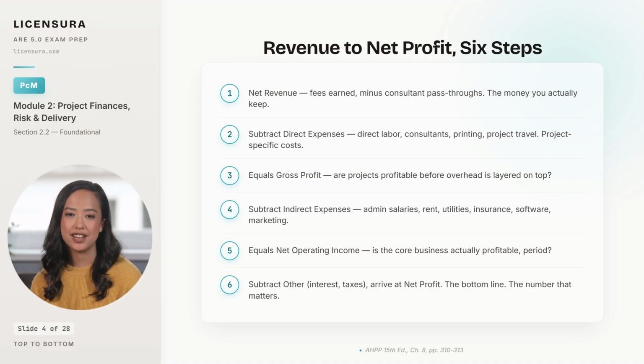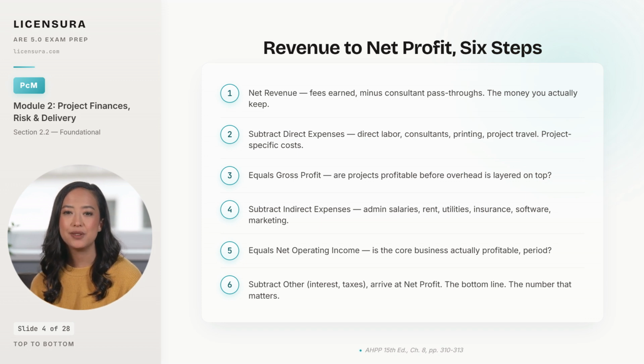Step 4 subtracts indirect expenses: administrative salaries, rent, utilities, insurance, software, and marketing, the costs of having a firm at all. Step 5 gives you net operating income, which tells you whether the core business is profitable once overhead is fully accounted for. Step 6 subtracts other items, interest on debt and taxes and one-time charges, to arrive at net profit. That is the bottom line, the number that determines whether the firm survives or quietly slides toward bankruptcy.